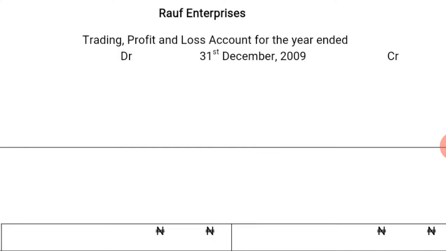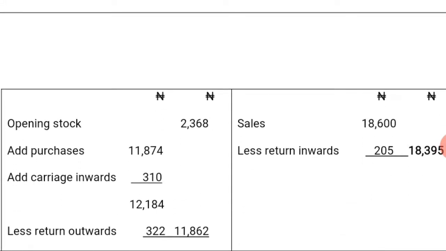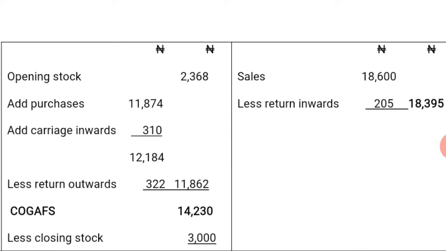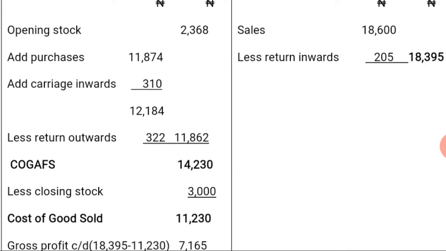We have the debit and the credit side. Now we have the denomination. Let's start with the debit side. We have opening stock of 2,368 Naira on the extreme left-hand side. Then we have purchases 11,874. Add carriage inward of 310 Naira to 11,874, and you have the figure of 12,184. From there, you less your return outward.